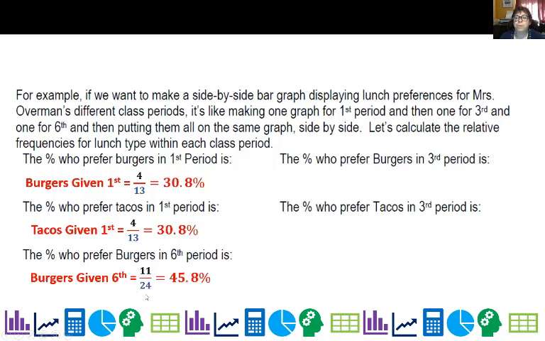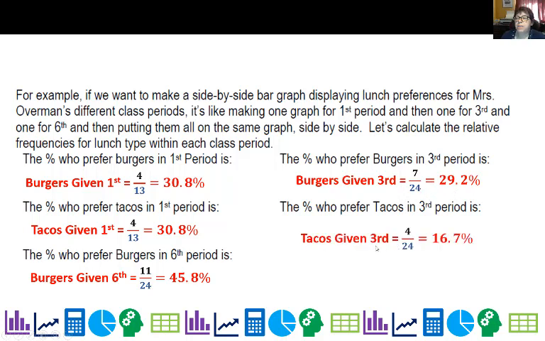The percent who prefer burgers in 6th period, see I have 24 because there are 24 students in 6th, are 11. So 45.8%. And we already did tacos for 6th, so we'll jump to third period. And we had 7. That third period was also 24 students, which is 29.2%. The percent who prefer tacos in third is 4 out of 24, which is 16.7%.